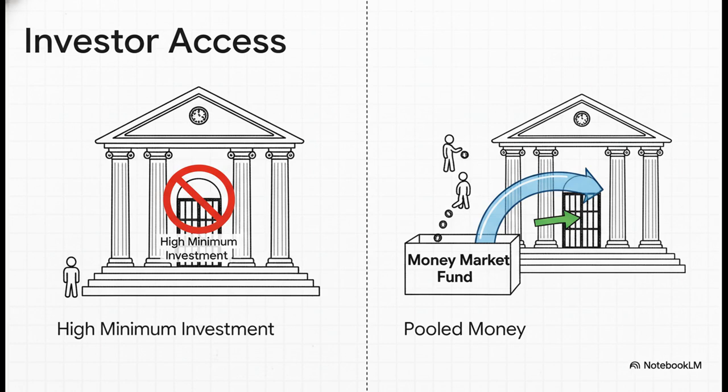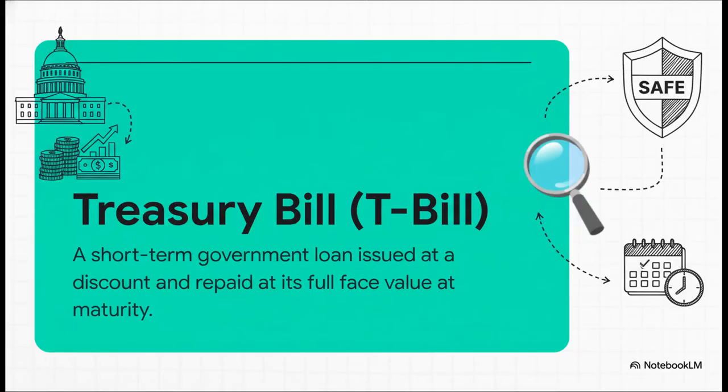And a perfect example of what you'd find in this market is the Treasury bill, or T-bill. All it is really is a short-term IOU from a government. You might buy it for, say, $99.50, and when it matures in a few months, the government pays you the full $100. And because they're backed by governments, T-bills are considered one of the safest investments on the entire planet.